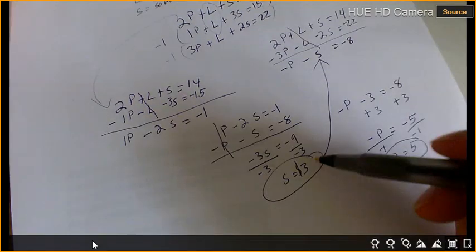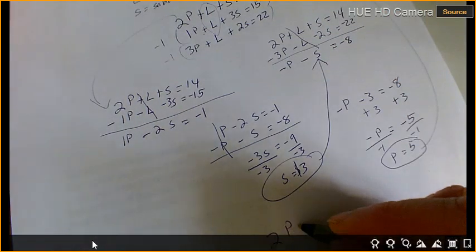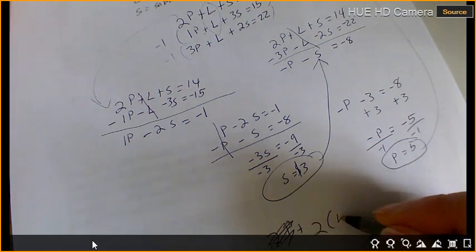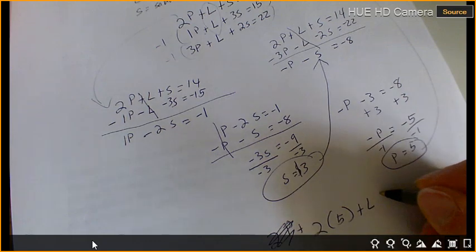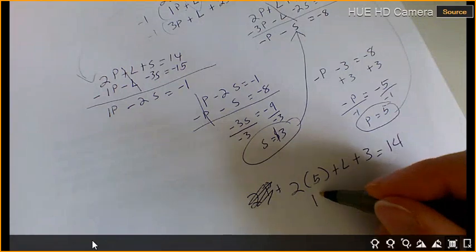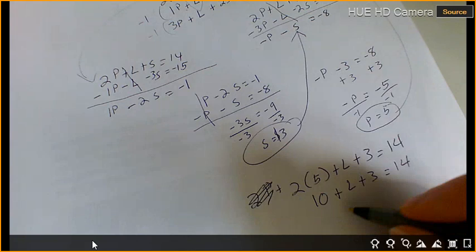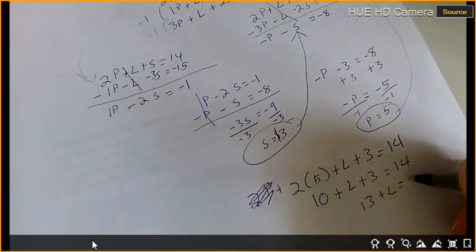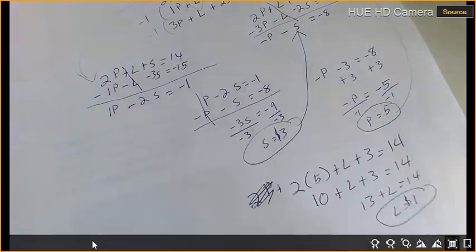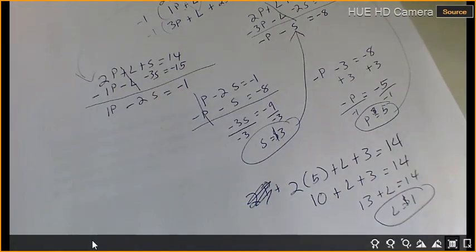Okay, now I'm going to take both of these and plug them back into this original problem. So I have 2P plus L plus 3 equals 14, so 2 times 5 plus L plus 3 equals 14. 2 times 5 is 10. Plus L plus 3 equals 14. 10 plus 3 is 13. Plus L equals 14. So L will equal 1. A liter of pop costs $1. Pizza costs $5. Soda costs $3.